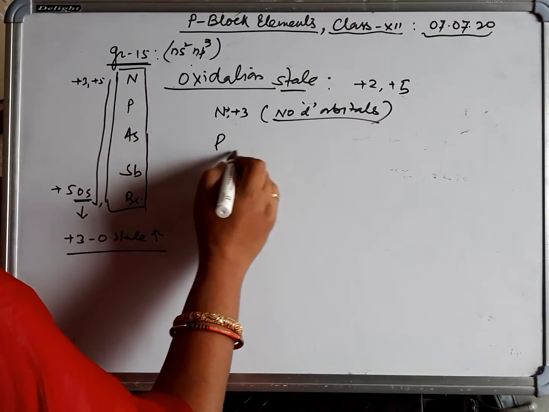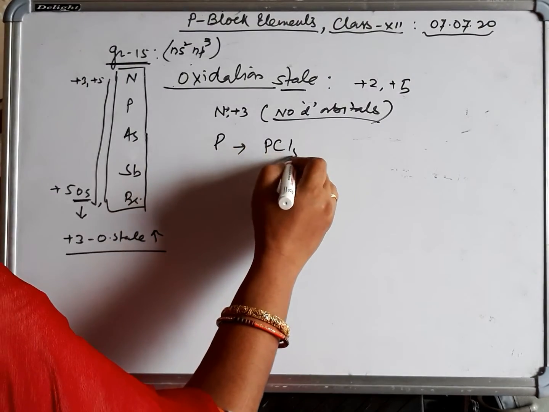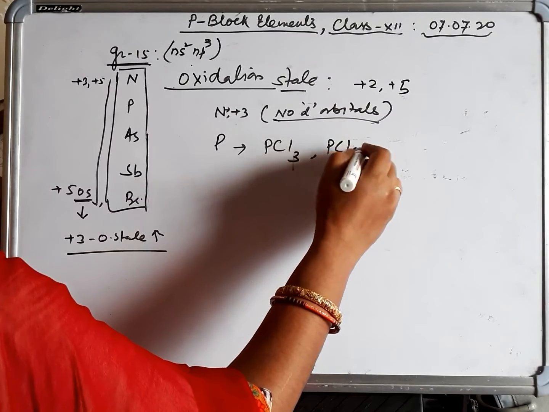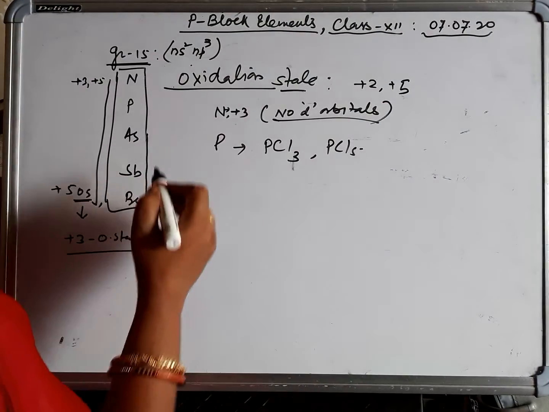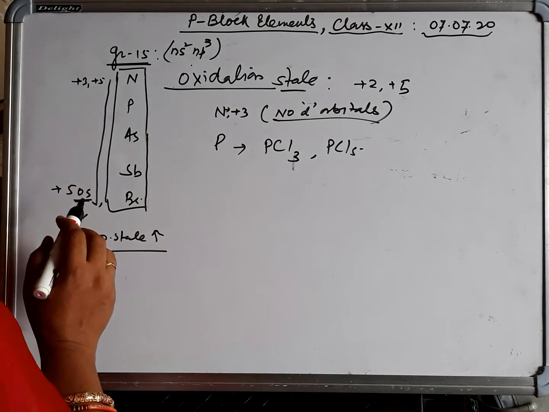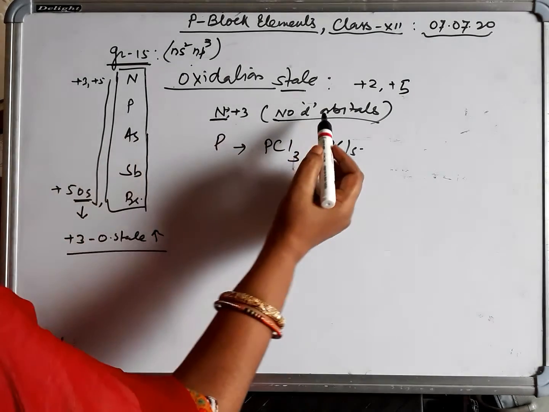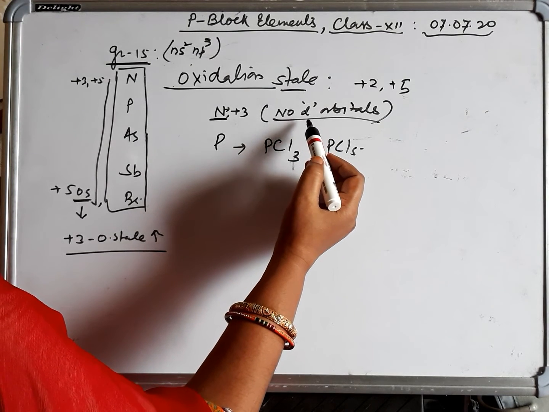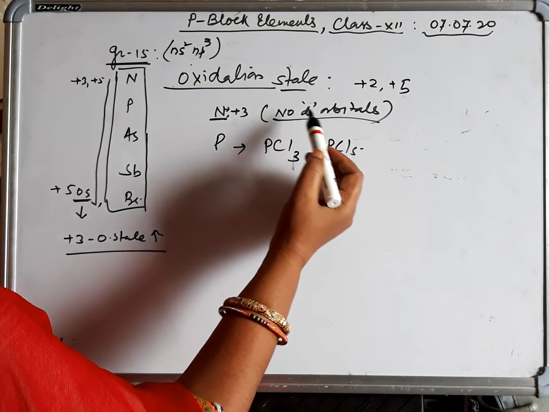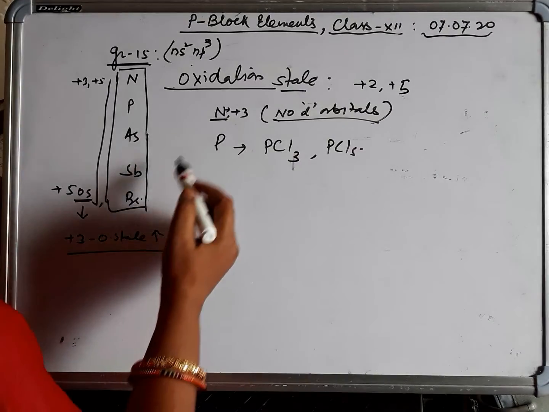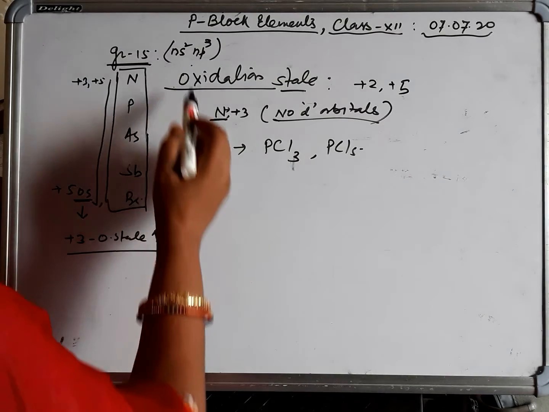But in the case of phosphorus, it can form +3 and +5, both oxidation states shown by phosphorus. Nitrogen cannot form a pentavalent compound because nitrogen has no available d orbital. It cannot exceed its covalency due to the absence of d orbitals. But other members can extend their covalency.